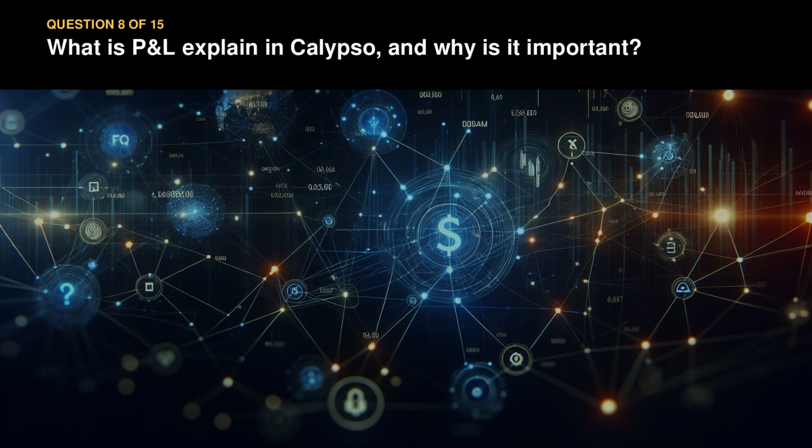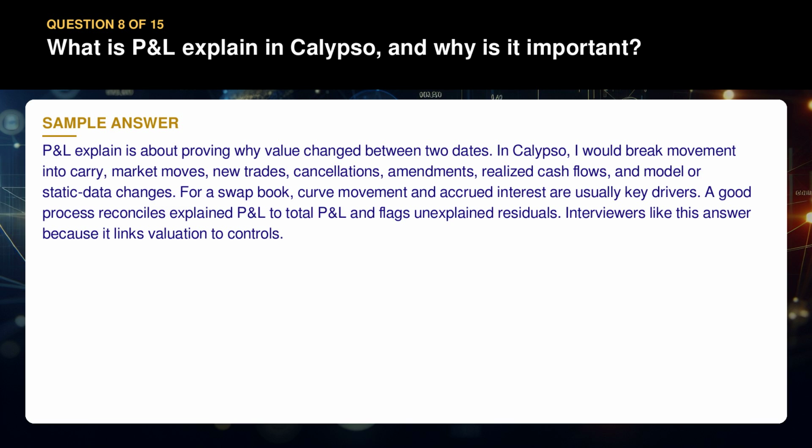Question 8. What does profit and loss explain in Calypso, and why is it important? Profit and loss explain is about proving why value changed between two dates. In Calypso, I would break movement into carry, market moves, new trades, cancellations, amendments, realized cash flows, and model or static data changes.